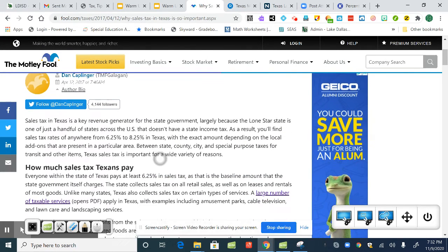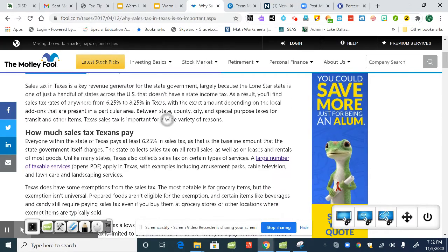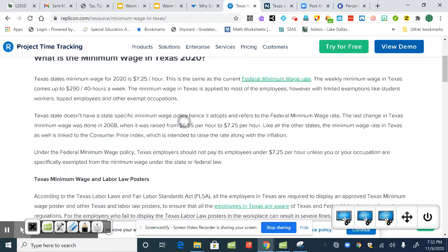Sales tax in Texas. The Texas state minimum wage for 2020 is $7.25 per hour. It's the same as the current federal minimum wage rate. So everywhere in the United States, the minimum wage is the amount of money that you make per hour, and that's calculated on a 40-hour-a-week calculation. And it's applied to most employees.